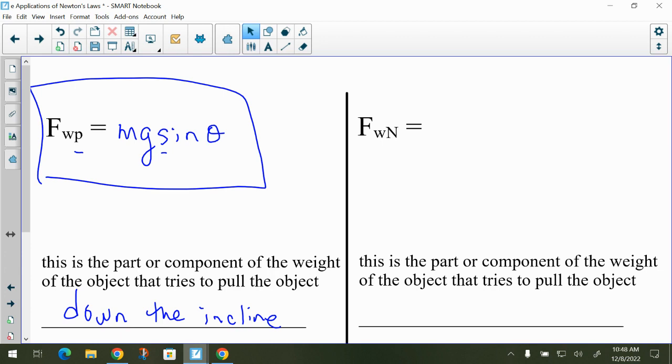Now, by the same logic, we can come over here and say, well, FW equals mg. And if you had to guess, you'd probably guess, well, the N component is going to be not the sine, but the cosine.